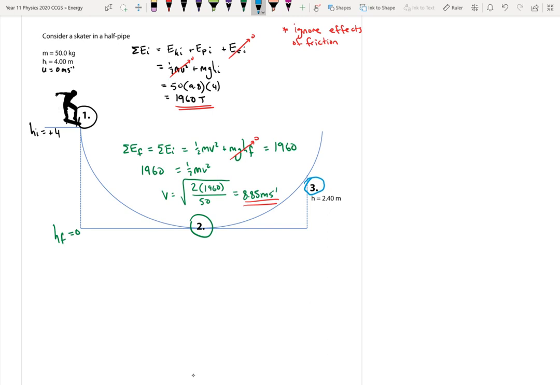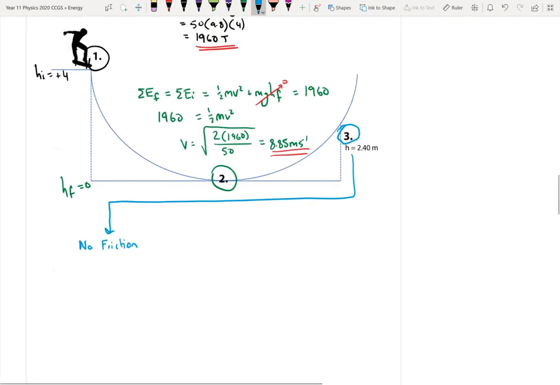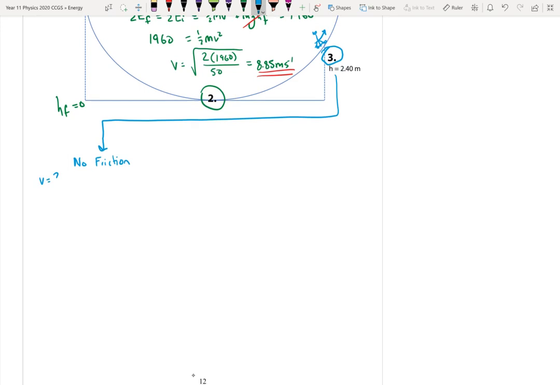I want to split scenario 3 into 2 scenarios. I want us to look at no friction, all right? In which case, at point 3, he's moving upwards. He's still on his skateboard, right? He has a little bit of potential, but the remaining energy, which sums to 1960, is in kinetic. He's slowing down as he rises back up. You're converting some of that kinetic to potential. But let's just ask, what is v if there was no friction? What speed would he be traveling at?